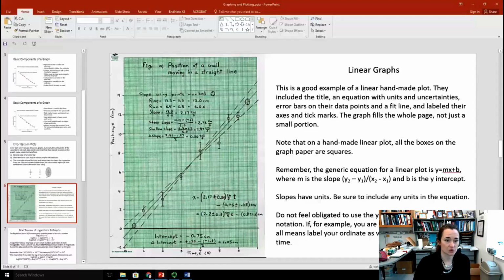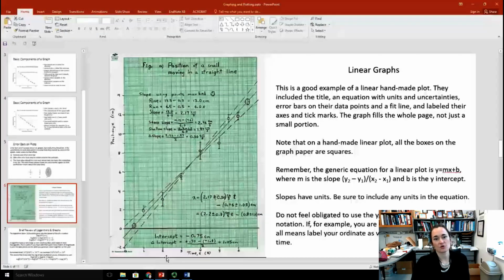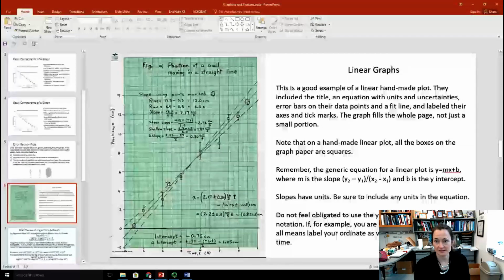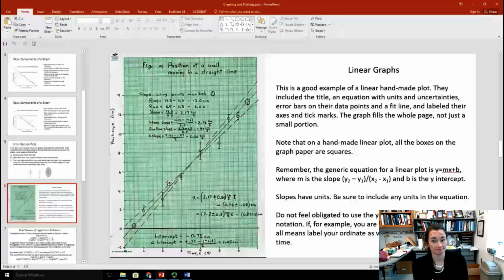Okay, so you can see on this graph we've got clearly labeled title there, we've got axes labels that show the units, we've got tick marks that are spaced far enough apart, we've got large labels for our numbers on those tick marks so you know where you're at, the graph fills the available space, all those things are still holding for this hand-drawn graph, so that's nice. So this is a good example of a linear handmade plot.